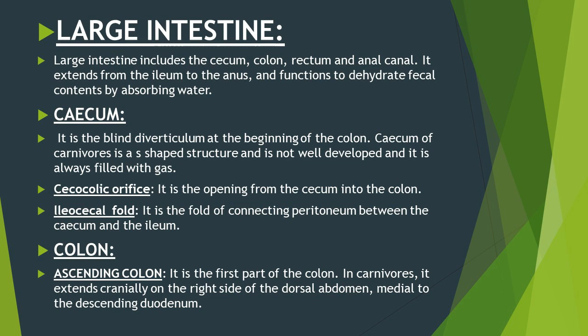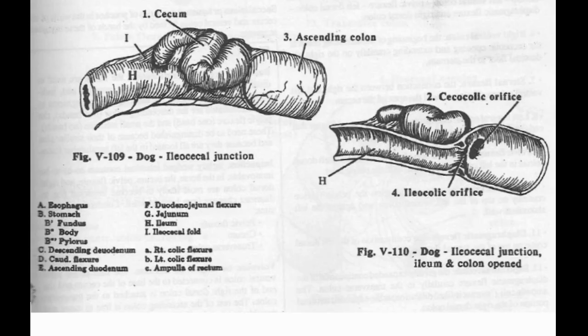First, I'm going to discuss the cecum. The cecum of carnivores like the dog is a blind diverticulum at the beginning of the colon, and it is an S-shaped structure which is not well developed because they don't need the process of fermentation or fermentation products. Therefore, their S-shaped cecum is not well developed and is always filled with gas.